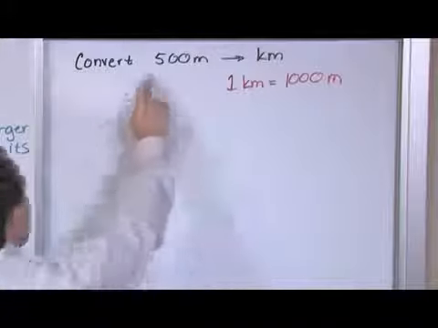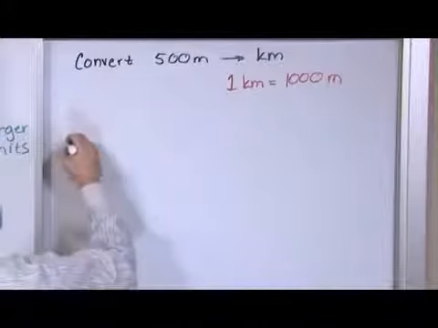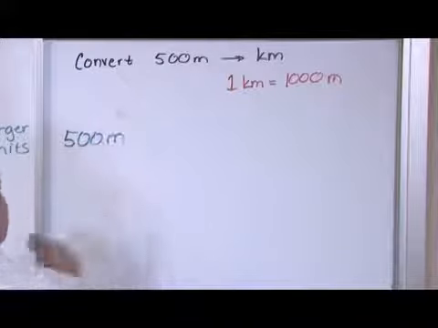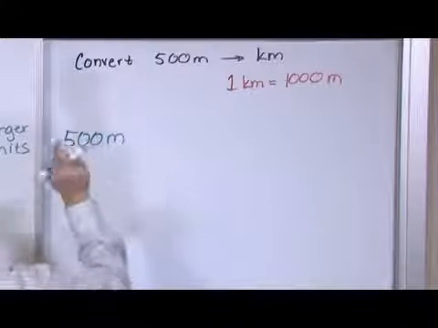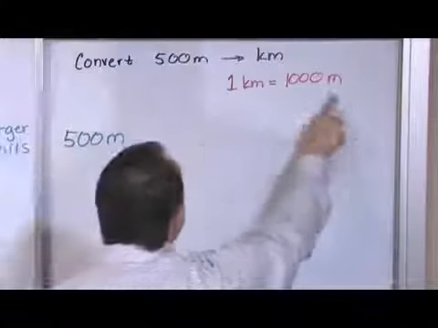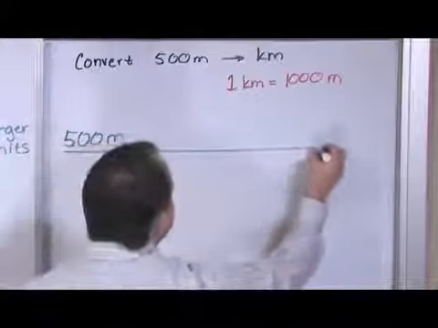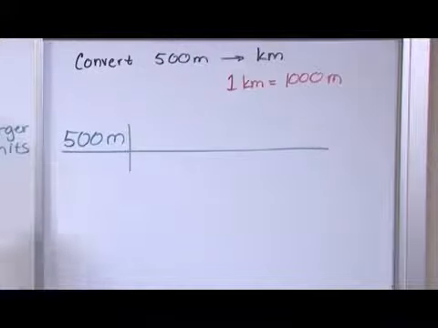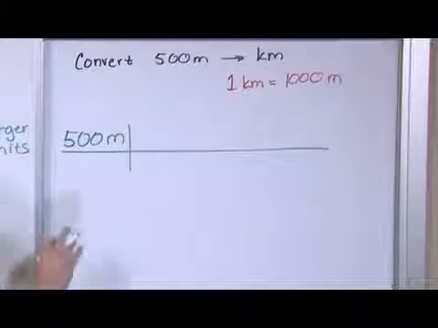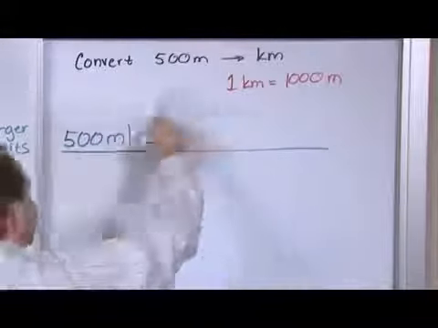First thing you do is write down what you know, 500 meters. That is what you know, so you write that down. Always start with what you know. Do not start with the conversion factor. You draw a horizontal line here and a vertical line here, so you're kind of doing almost like a little tic-tac-toe. So you draw this line here and this line here.